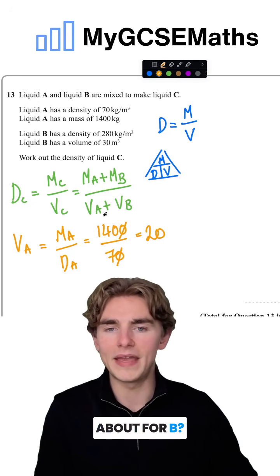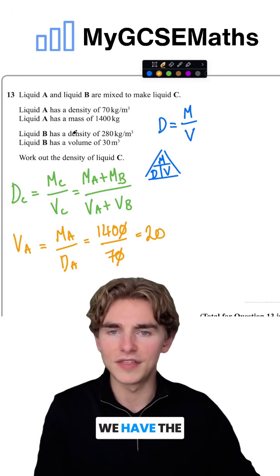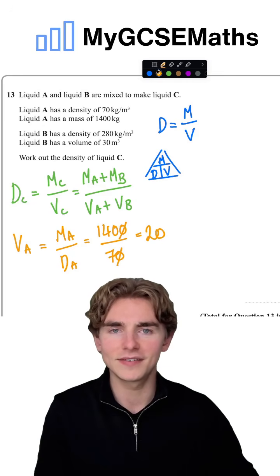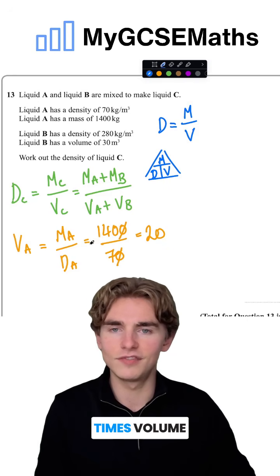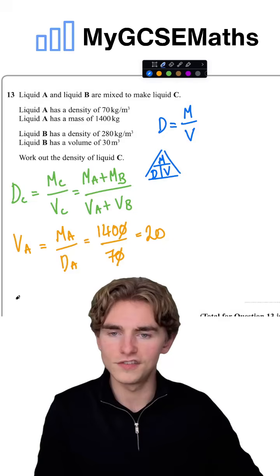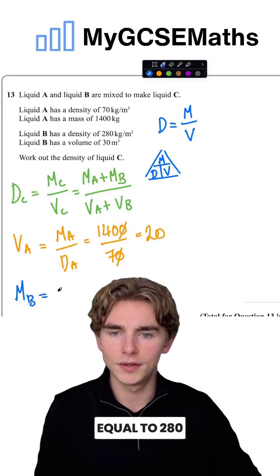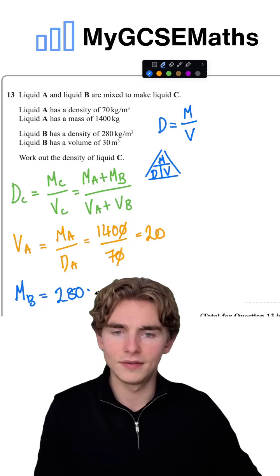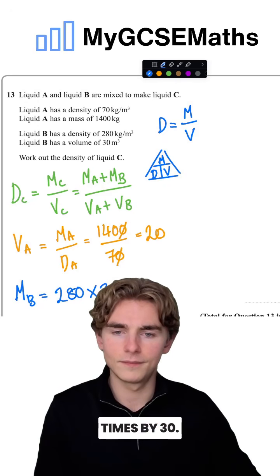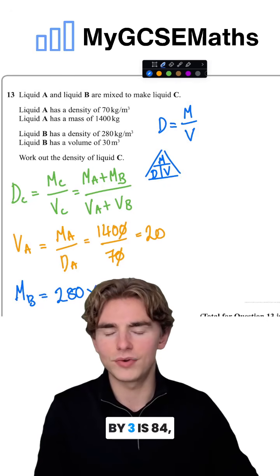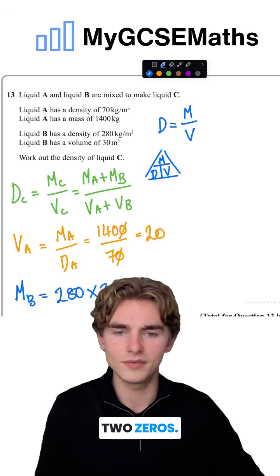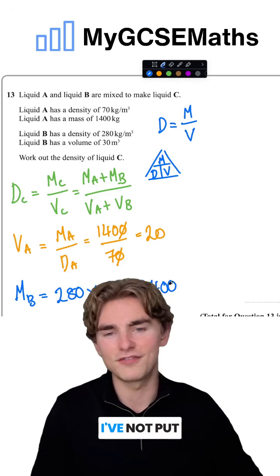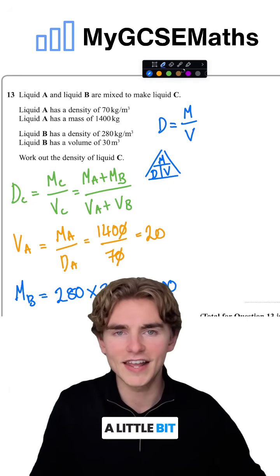Now, what about for B? Well, for B, we have the density and the volume. We need the mass. If we have a look, our mass on the top is density times volume on the bottom. So the mass of B is equal to 280 times by 30. 28 times by 3 is 84, I think. Yep, 84. Then add 2 zeros. So 8,400. I've not put my units in here just to keep it a little bit cleaner.